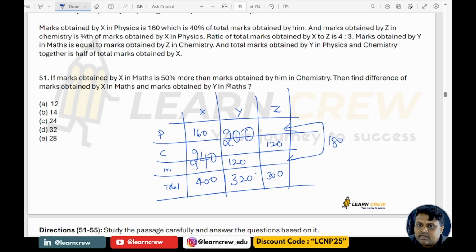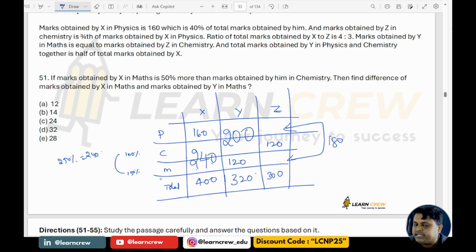Now the question is, if marks obtained by X in maths is 50% more than obtained by him in chemistry. Okay, so chemistry and maths together: if chemistry is 100%, maths is 150%. Thereby 250% is 240. Find the difference between the marks obtained by X in maths and the marks obtained by Y in maths.